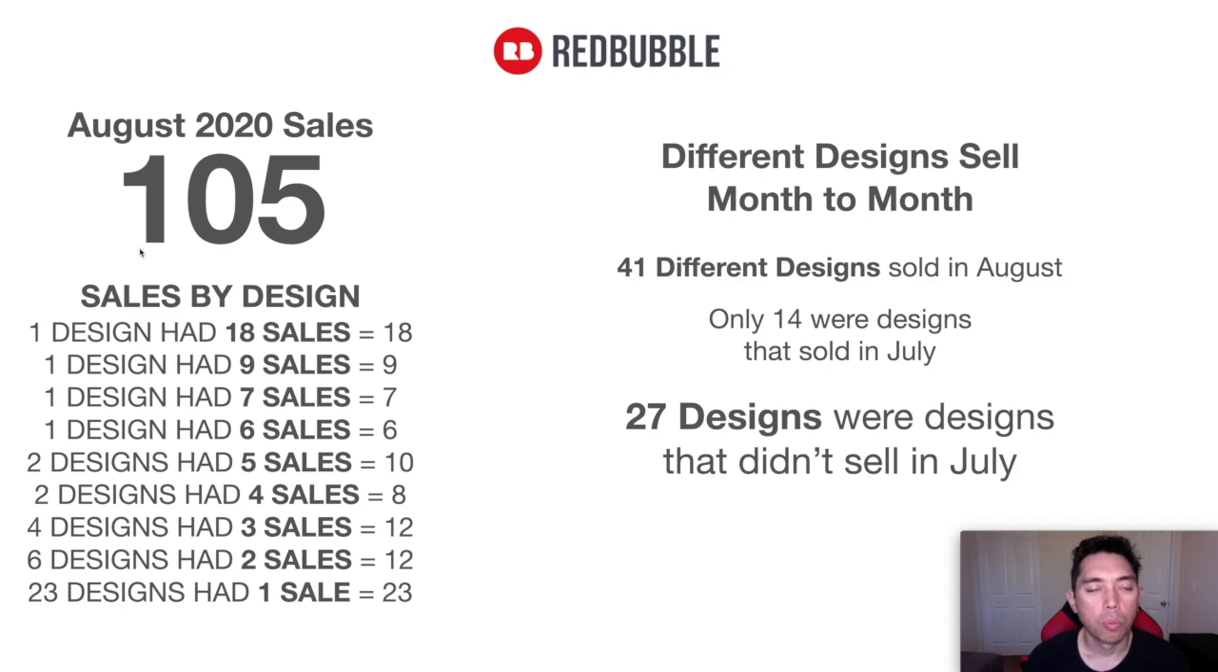What's interesting is you would think that the same designs from July would also sell in August, but that's not actually true. So you can see here, I wrote this: different designs sell month to month. 41 different designs sold in August. That means only 14 were designs that sold in July. So of those 41 designs in August, only 14 of them actually sold in July. 27 of them were new designs that didn't sell in July. They're not actually new designs to me. They're designs I had before, but they're new designs in August that didn't sell in July, if that makes sense. So just be aware of that as well.